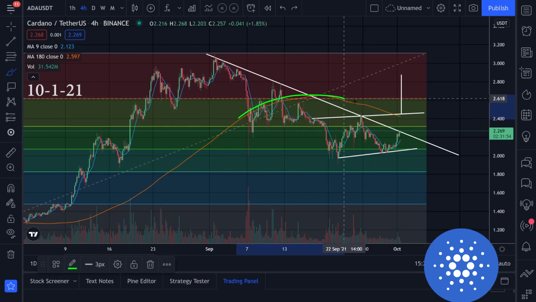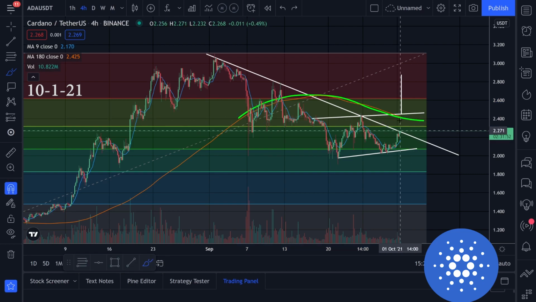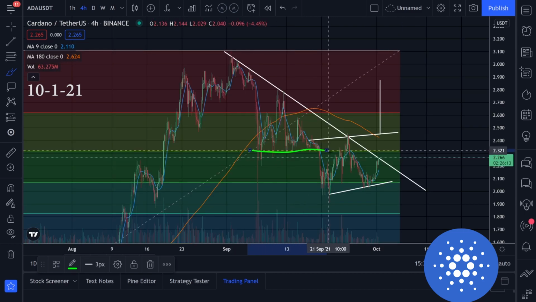We have this 180 moving average coming in. It might give us some resistance, but I really want to see us break through that. Then we can target around 2.88. So these Fibonacci levels have been working out pretty good.